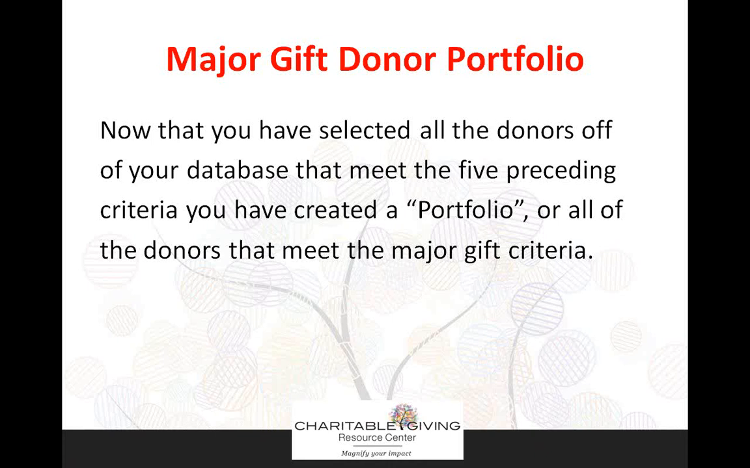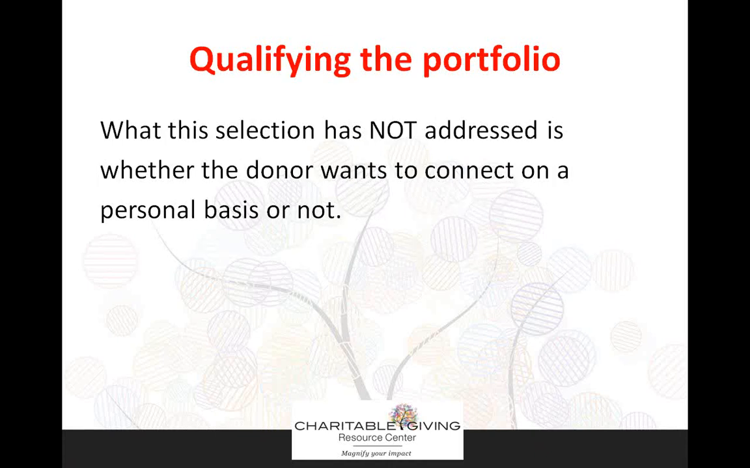Major gift donor portfolio. So now that you've selected all of the donors off of your database that meet those criteria, you've created a portfolio or a pipeline. This is a group of people that met a criteria. Doesn't mean you're going to have conversations with all of them. Doesn't mean that they're all going to give you a major gift, but it's a starting point. So now we want to qualify that portfolio or that pipeline.